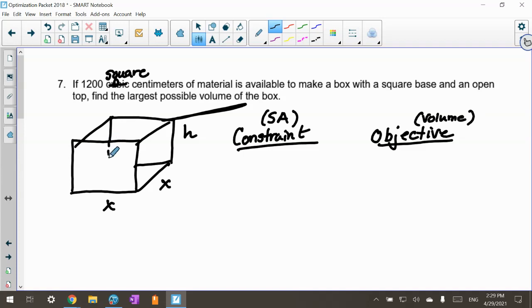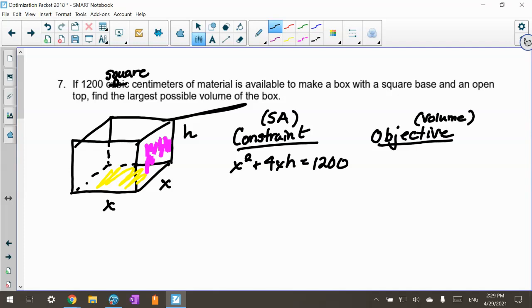The surface area is: I have a base, and then I have 4 sides. I know the area of my base is x squared, plus each side. Let's look at this side right here. The area of that is x times h. If I go all the way around, they're all going to be the same, so that's plus 4xh. And I know that has to equal 1,200 square centimeters. They said that's all they got for material.